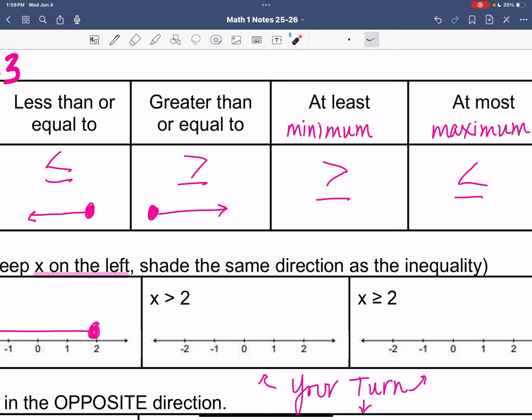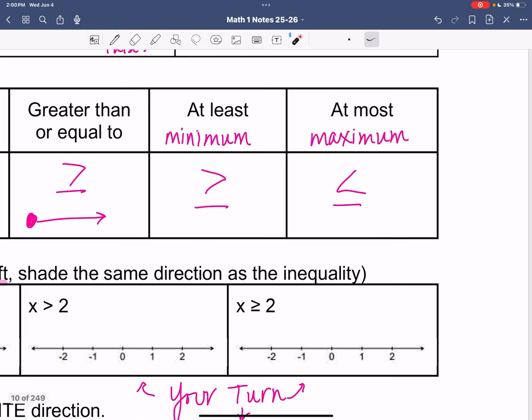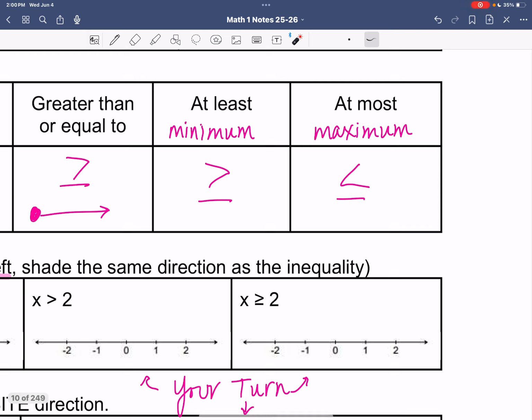All right, and then at least, I think of it as the minimum. You're going to go up from there. So when it's talking about at least, that means it's not going to go below that. So it's really greater than or equal to. And then at most, it's the smallest. You can't go past that. So it's the maximum, and it's the less than or equal to.